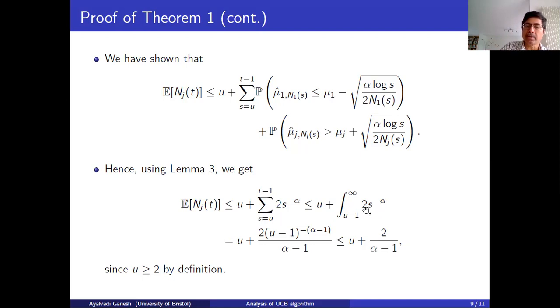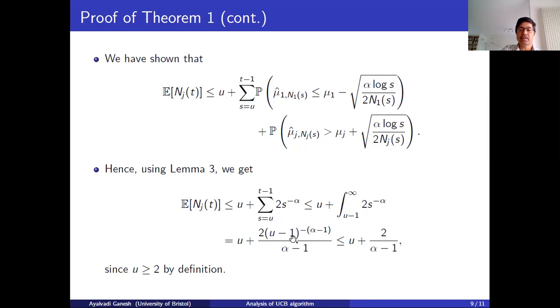Okay, yeah, this integral here could blow up. So it doesn't tell you anything useful about the regret. But if alpha is bigger than 1, this integral is finite. And if you calculate it, you get something which is the lower limit of the integral raised to minus alpha minus 1. Now, if you looked at the definition of U, you'd see that it's at least 2.